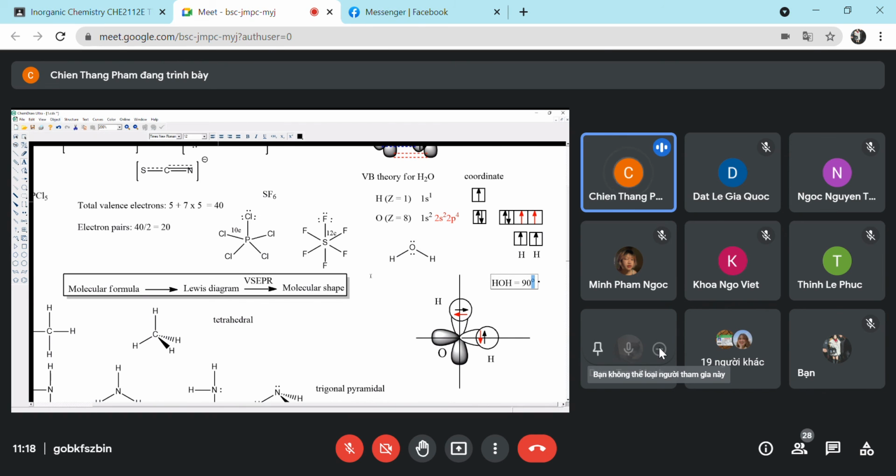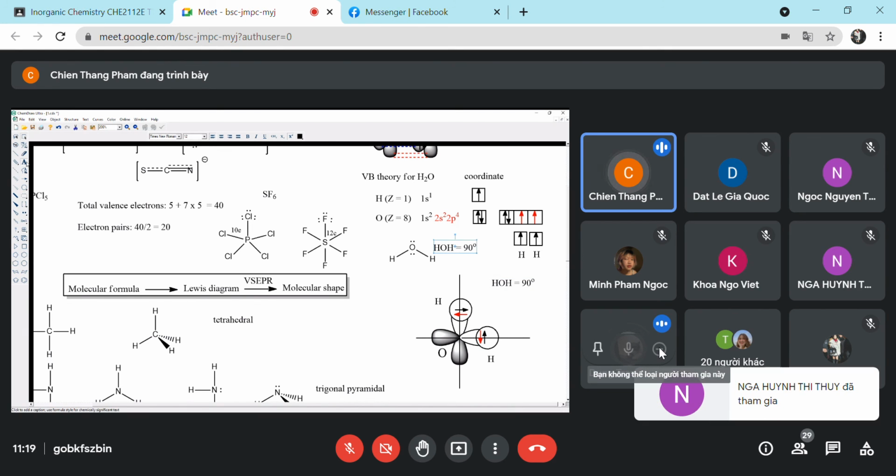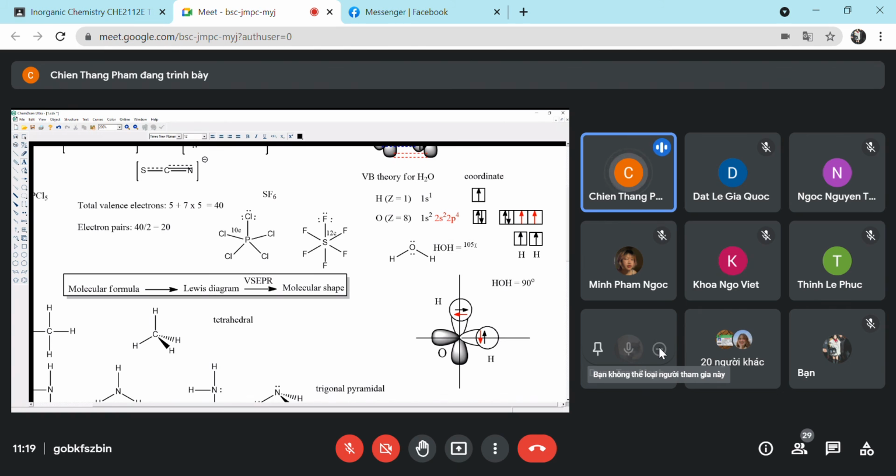However, from the experiment, they say that the HOH is not 90 degrees. From the experiment, we know that this angle is about 105 or 106. I don't remember the exact values. However, it's not 90 degrees. This one is about 105 or 106 degrees. This one is from experiment, and this one is from the theory.